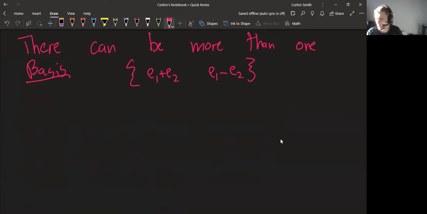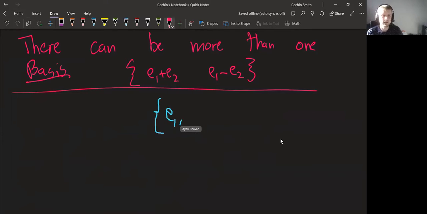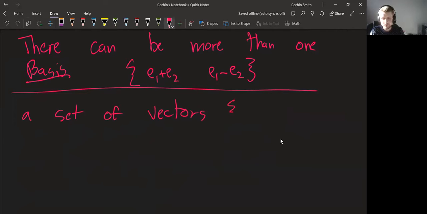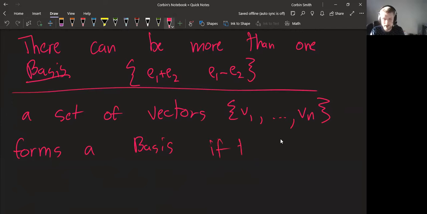So how do we tell when something is a basis or not? Let me give you an example of something that is not a basis for 3D space. E1, E1, E1. Okay, so we need this equation. A set of vectors, let's say V1 through Vn, for an n-dimensional vector space, form a basis if the only solution.